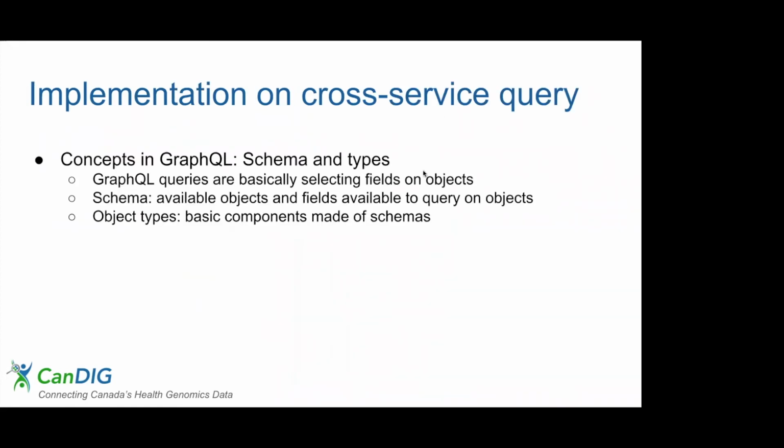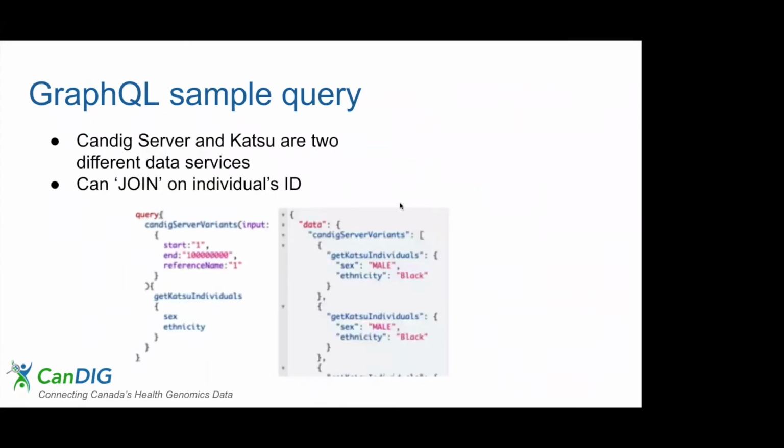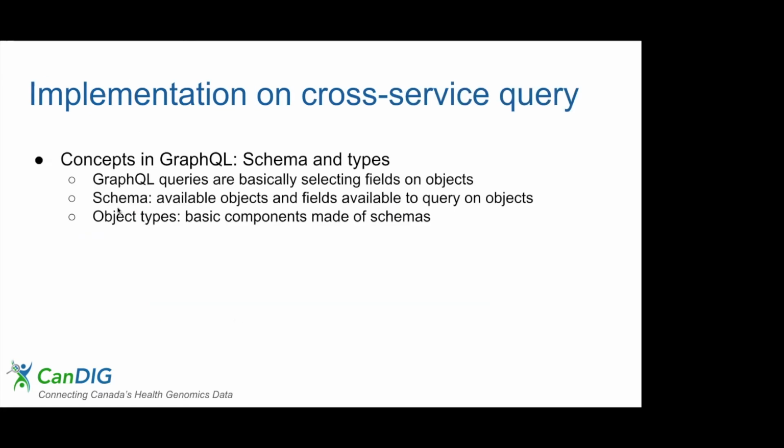So how do we implement these cross-service queries? We need to first introduce some concepts in GraphQL, which are schema and types. GraphQL queries are basically just selecting fields on objects. As you can see in the previous picture, sex and ethnicity are fields for individuals. And a schema defines the available objects and the fields available to query on the objects. Object types are the basic components that schemas are made of.